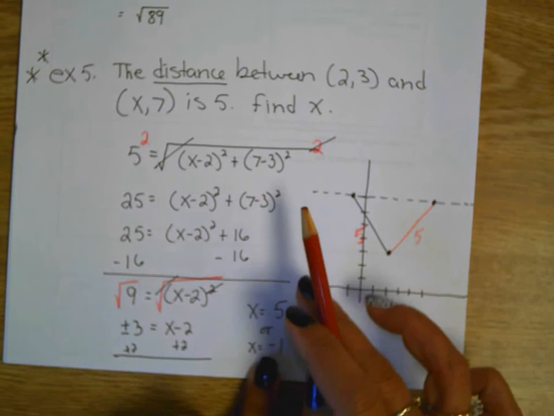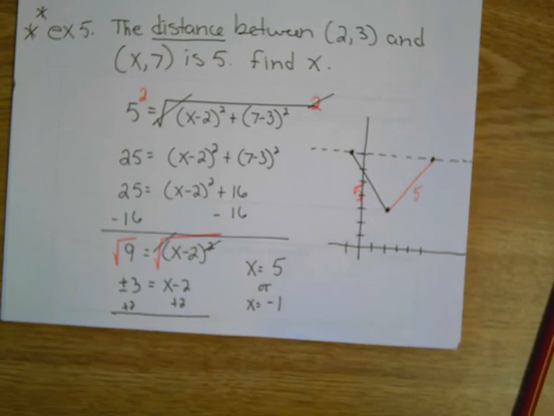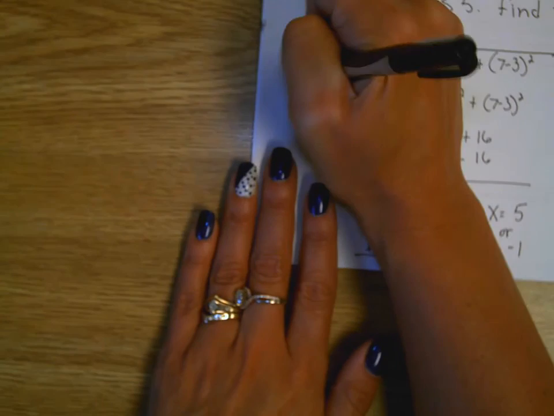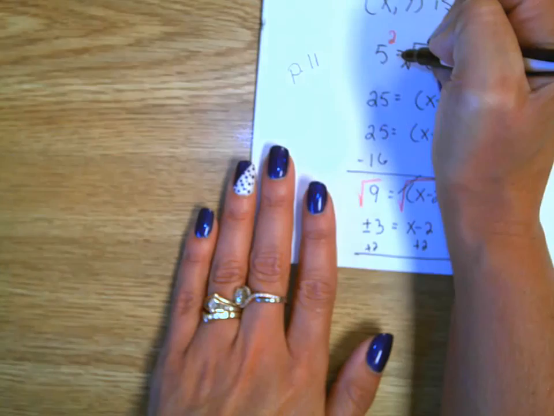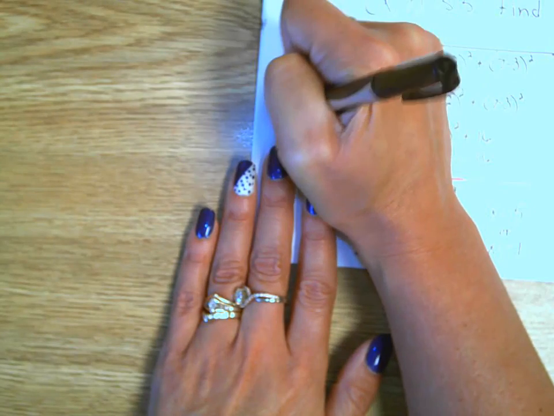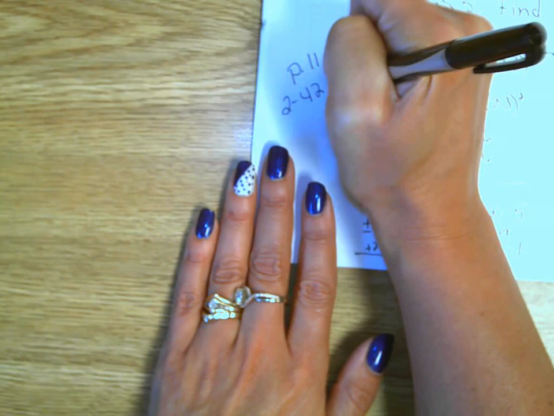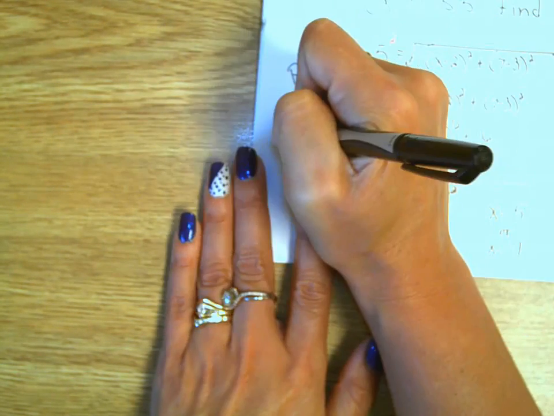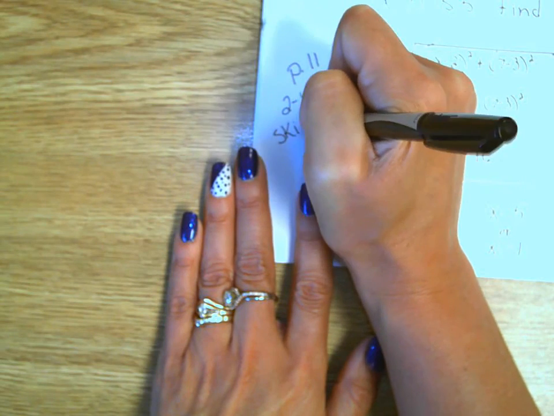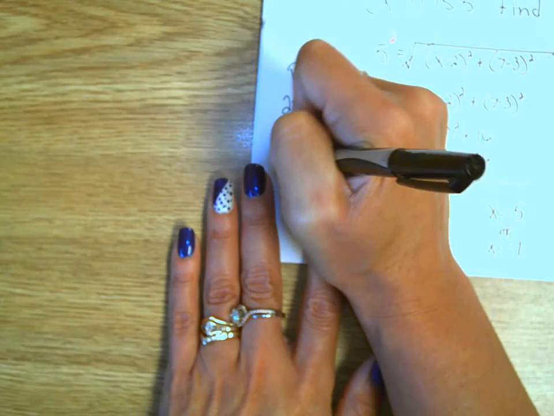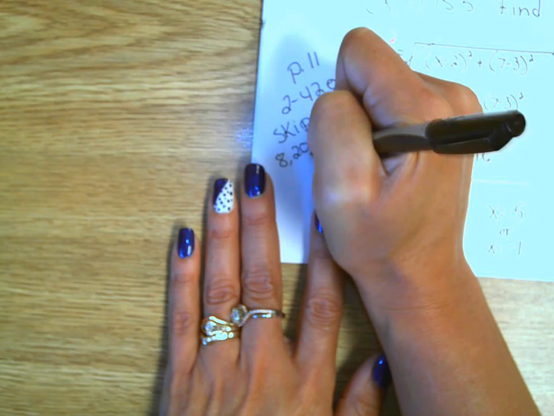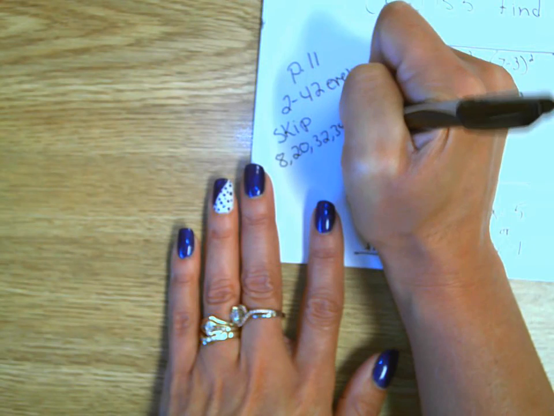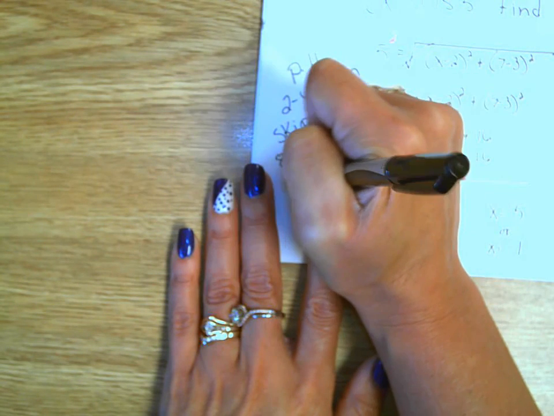Good? You will have one of these to practice. Make sure you look back. Your assignment then, page 11, 2 through 42 even. Skipping, we're not going to make your life too miserable tonight: 8, 20, 32, 34, 36, and 38.